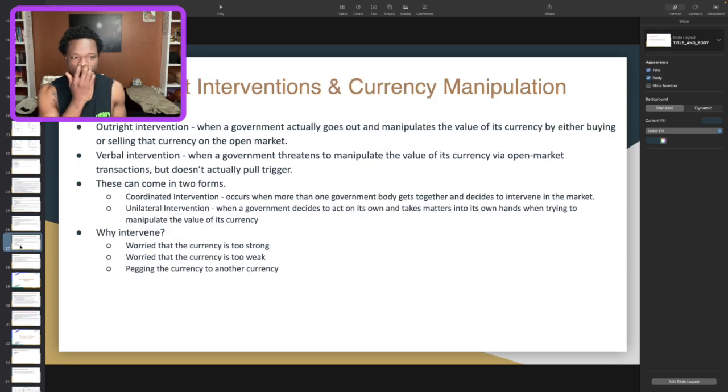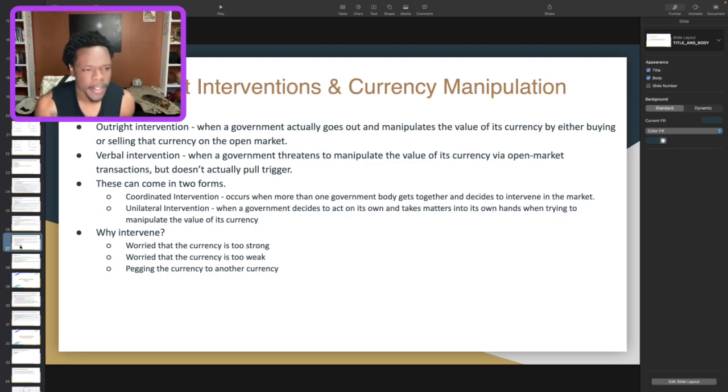Right? Now, moving forward, government interventions and currency manipulation. Outright intervention is when a government actually goes out and manipulates the value of its currency by either buying or selling that currency on the open market. So basically, a country can buy its own currency in order to make its value go up, just outright intervening if need be. Verbal intervention is just something where a government threatens to manipulate the value of a currency via open market transactions, but doesn't actually pull the trigger.